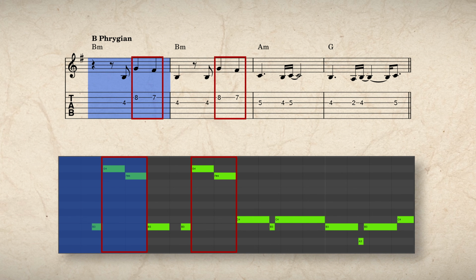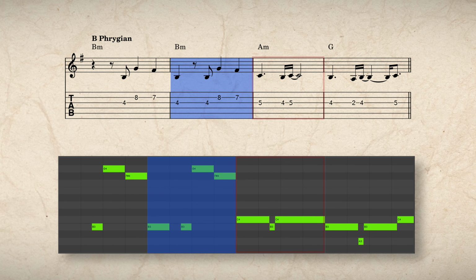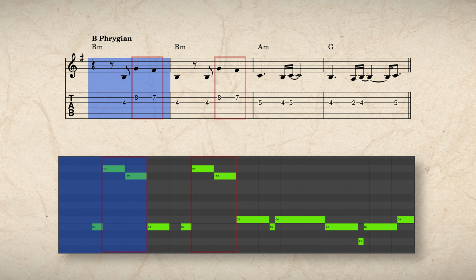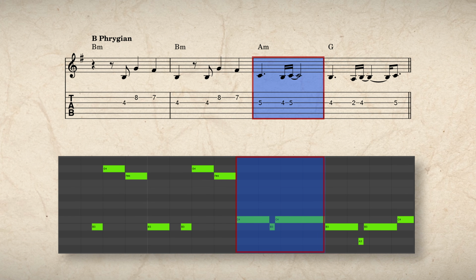I'm waiting for, I'm hoping for the rain. Once again, my friend, I'm waiting for, I'm hoping for.